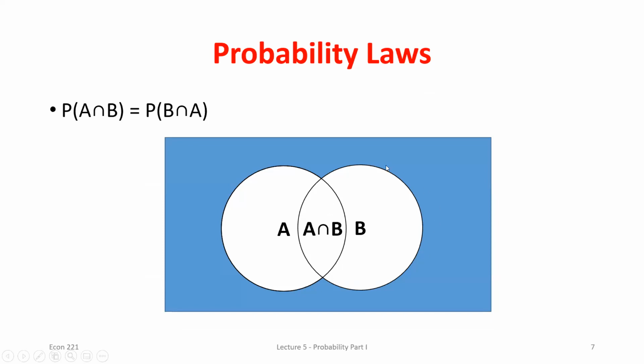if I have event B, which is this entire circle here, and I have event A, where those two circles overlap, we think about that's the intersection. Those are the experimental outcomes that are in event A, but they're also in event B. So that intersection is what's in between.